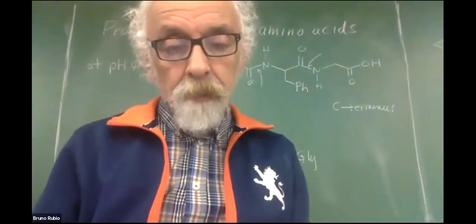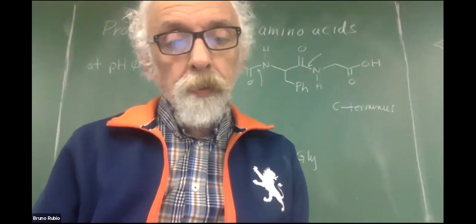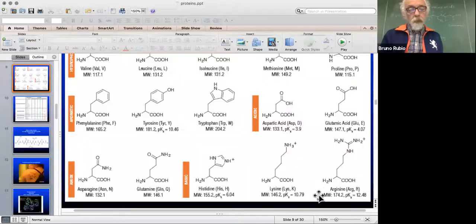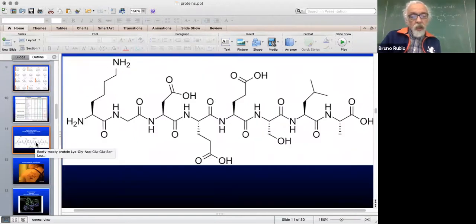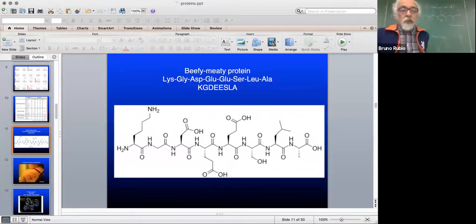All right. Okay, so if you look at, all right, so here's a bigger protein, right? This is called beefy meaty protein. That's its nickname. And we see this is the free amino terminus over here. That's a lysine residue, then a glycine, then an aspartic acid, so on and so forth. So here are the 3 letters. Here's this protein written in that 3-letter way, but it's faster to use the 1-letter designation.